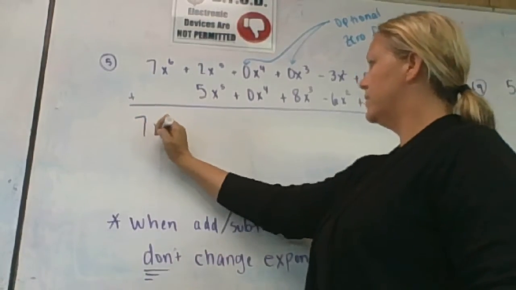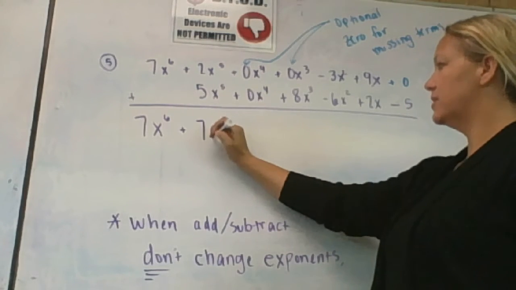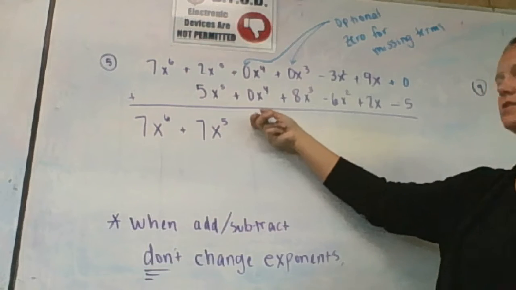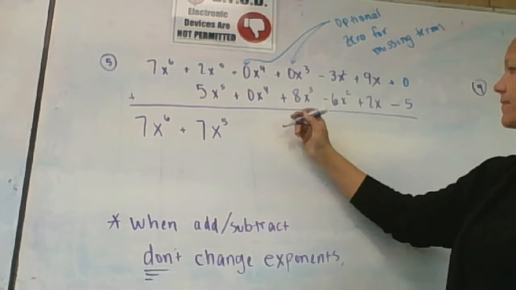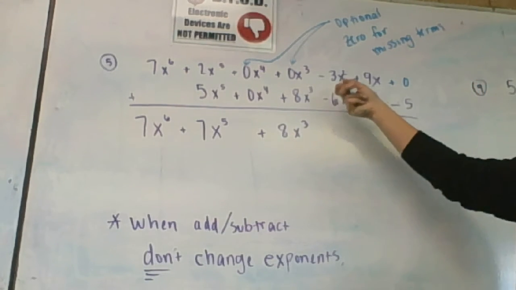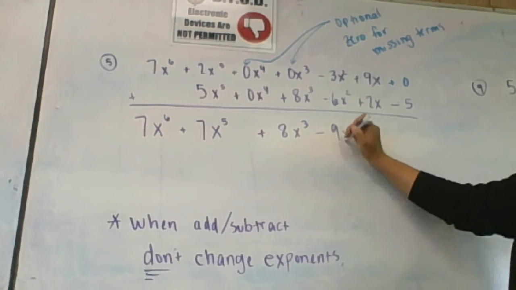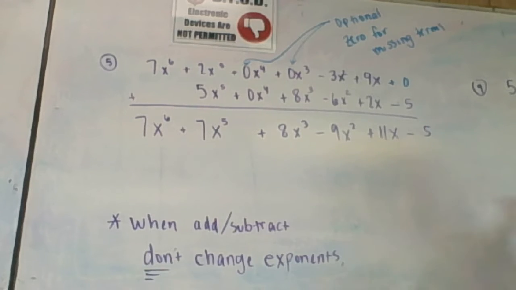So we only had one x to the 6th power, so that stays. I'm just adding the coefficients, not changing exponents. Neither one had an x to the 4th. I'm not going to write it. -3 minus 6, -9. That's the sum. We stop there. Just a really long polynomial and another really long polynomial.